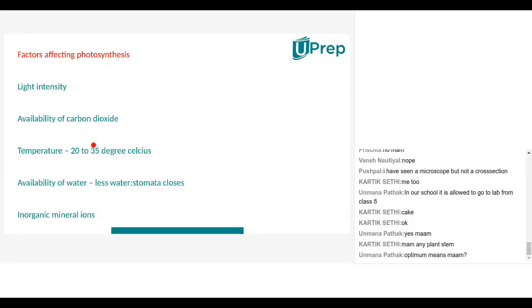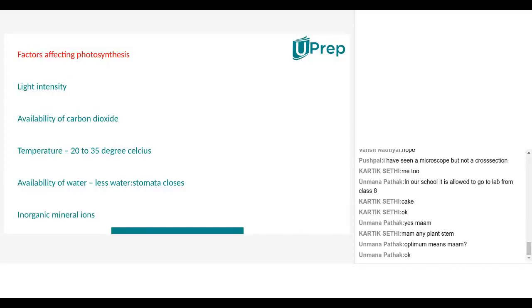Temperature. Plants grow best at this temperature. 20 degrees to 35 degrees is the temperature required for most plants to grow. Anything above it, just imagine if it is 40, 42 degrees Celsius. It's like a desert. Do you have many plants growing in deserts? No. Optimum means neither too much nor too little. Optimum, just right, perfect, exact. Okay, now if it's 20 to 35 degrees Celsius, this is an optimum temperature. This is the temperature that plants need to grow the best.